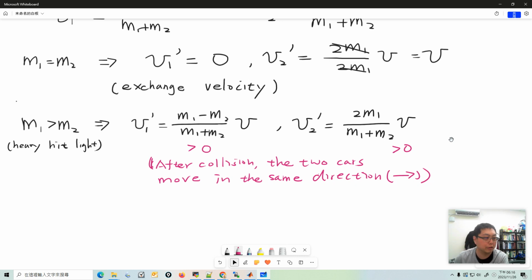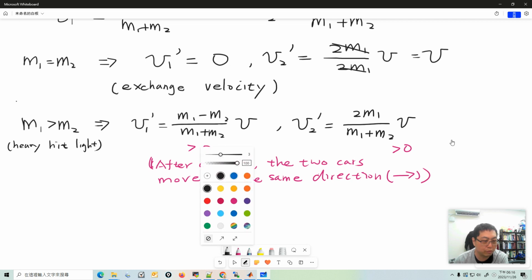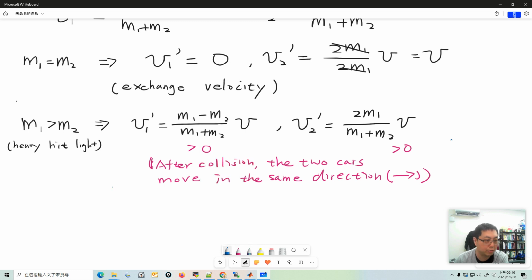Okay, let's discuss the extreme conditions. Some textbooks discuss extreme conditions. For example, if M1 is much greater than M2, what will happen? So with M1 greater than M2, V1 prime is equal to (M1 minus M2) over (M1 plus M2) times V.